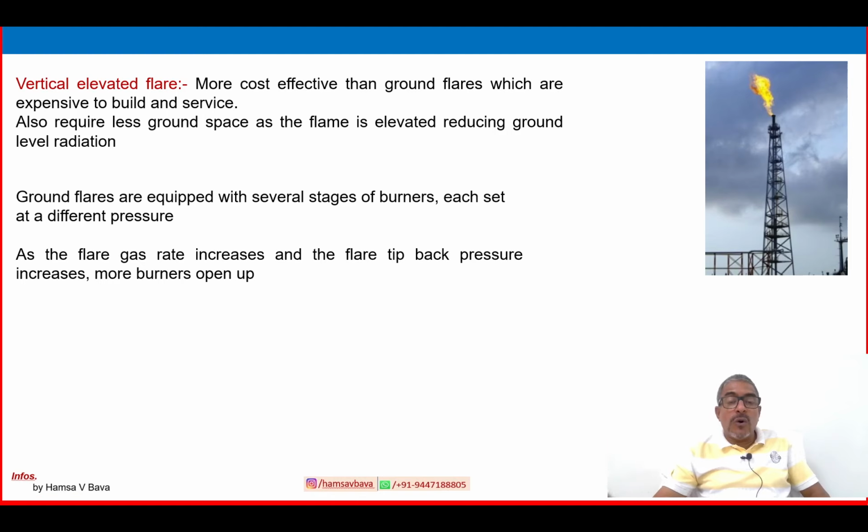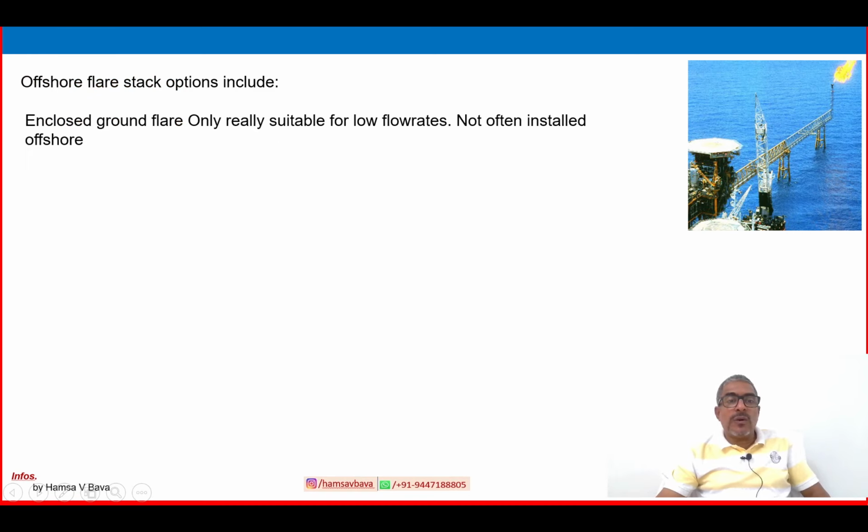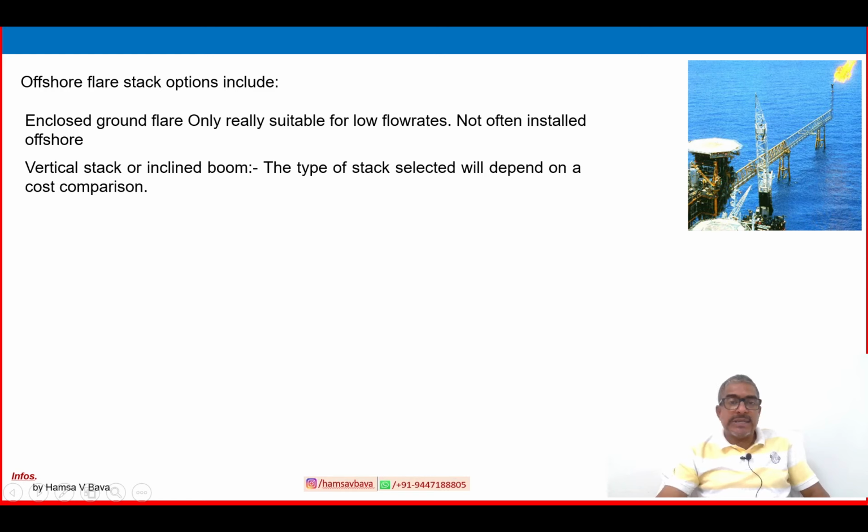So in low flow or low flaring time, fewer flares are in service, and when the flare gas rate is increasing, more flare tips are taken into service. Offshore flare concept options are also available. Enclosed ground flares are only suitable for low flow rate and are not often installed in offshore. Ground flare is not possible to install there due to construction or design issues. Vertical stack or inclined boom are generally the flare arrangements in offshore systems.